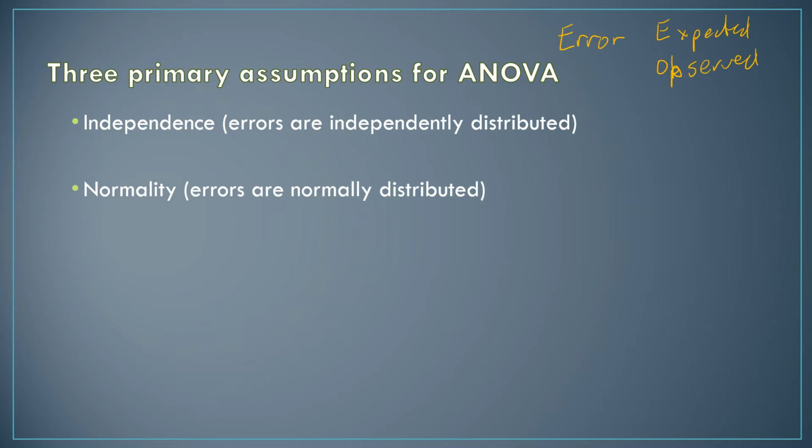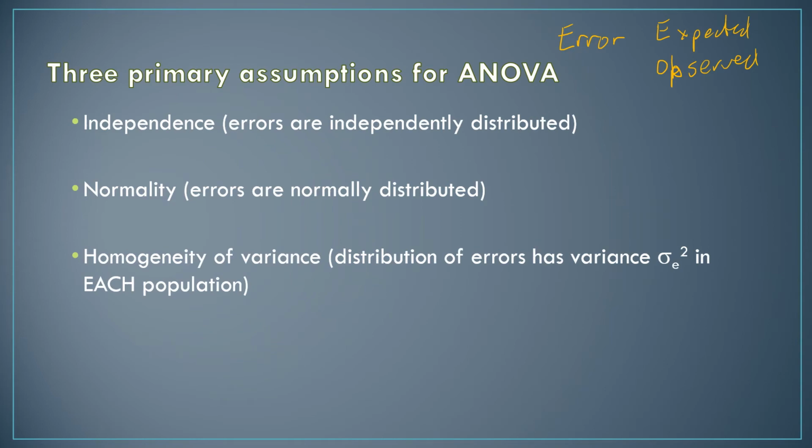The second one is normality. And just like looking at normality of your continuous variables, we're doing the same here, but for the errors and the distribution of errors. So you want your normality to indicate that you have a normal curve of errors.